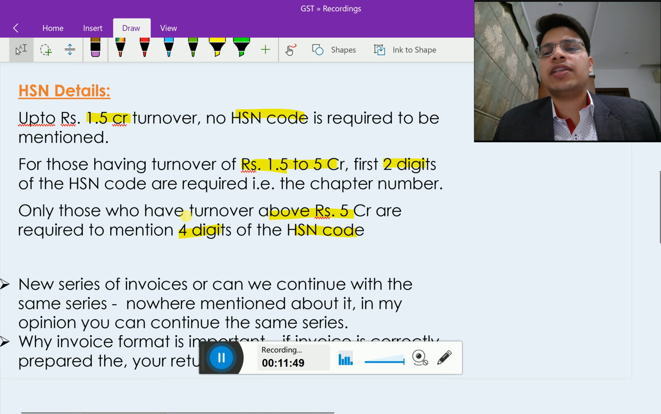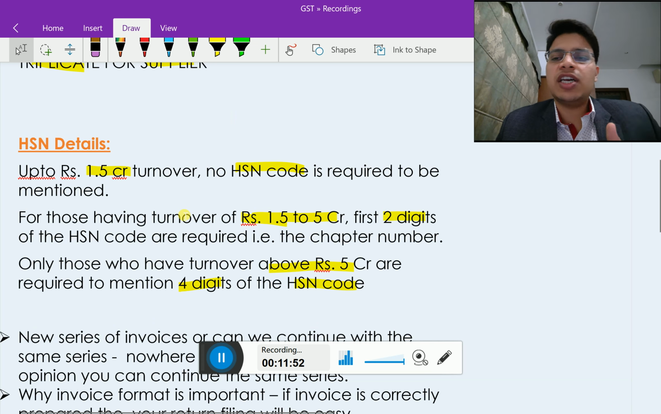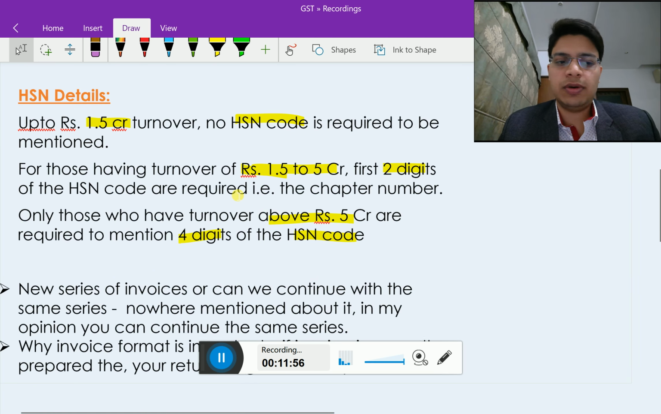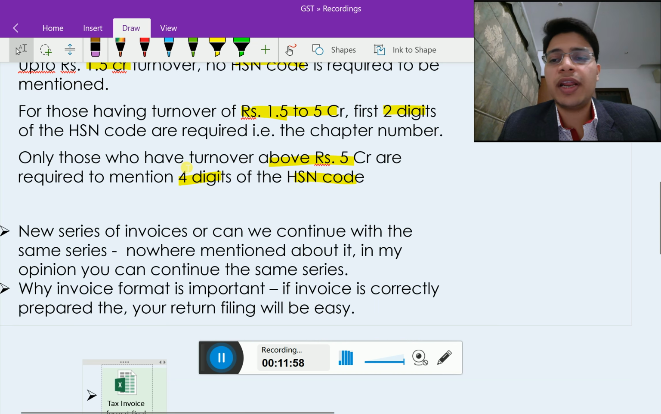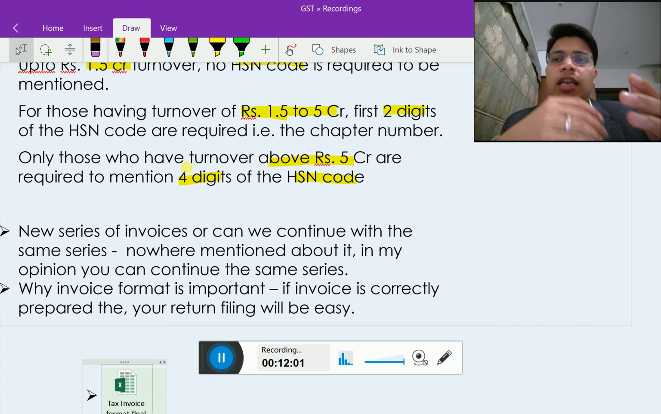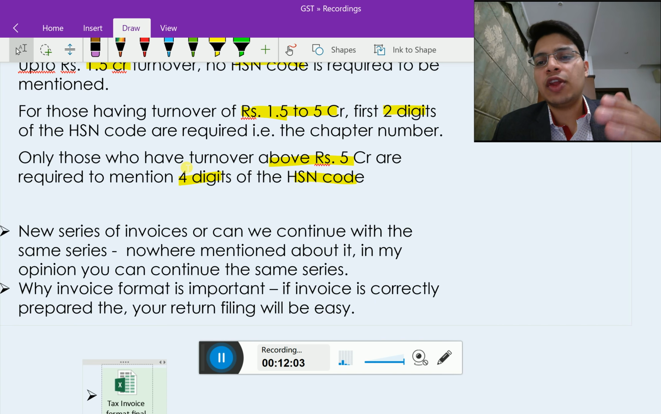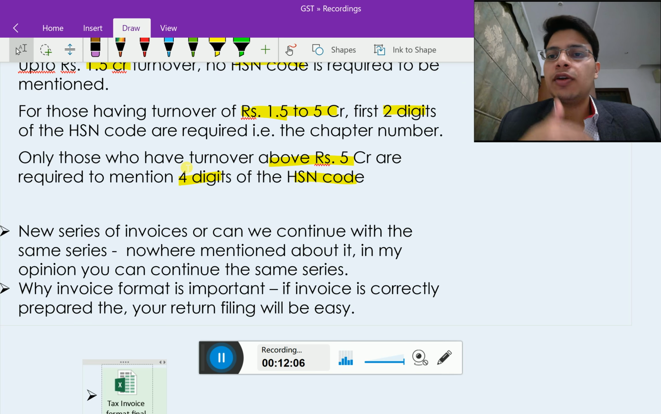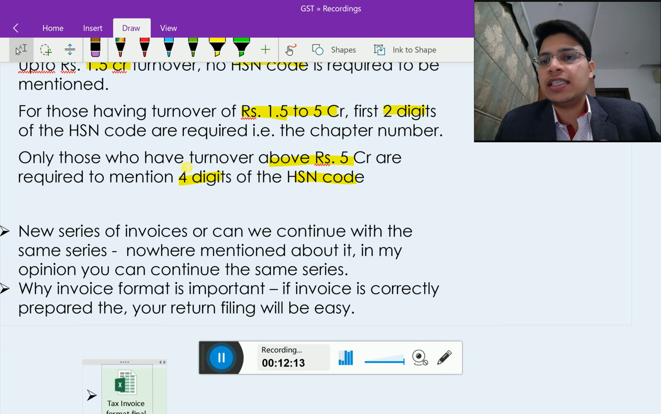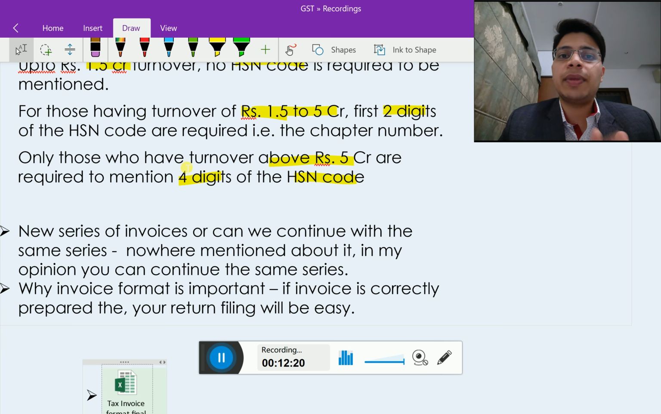Just for the sake of remembering, you can say that if your turnover is below 1.5 crores, up to 1.5 crores, then you need not mention the HSN code. There were many queries regarding, now the practical situation is that you might have already issued the bills from April to June end, and that series is following up. Now from 1st July, GST was applicable. And in GST, there is a condition that the bills or the tax invoices must be consecutively numbered.